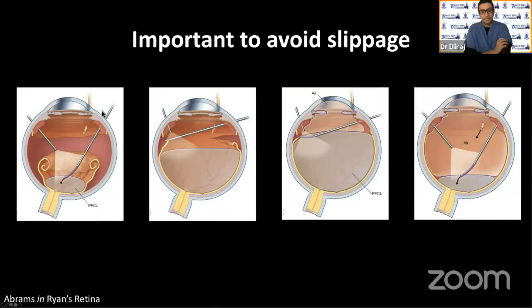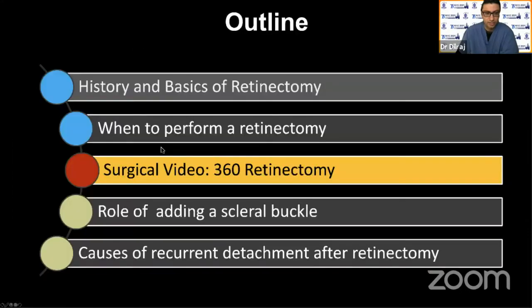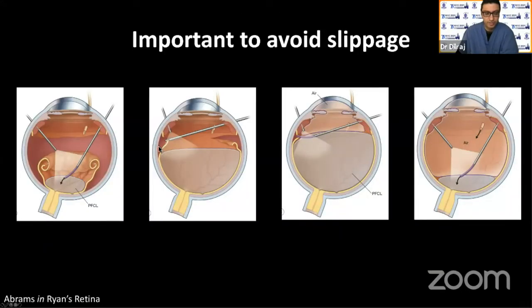One of the important points to remember when you're performing a retinectomy is the importance to avoid slippage. Now, slippage occurs when your retina is not adherent to the RPE where it needs to be, and therefore will slip posteriorly during the case. So there are various strategies that can be adopted to avoid this. And one involves, these are cases where perfluorocarbon is essential in order to get the retina to lay flat and to achieve that at the end of the case.